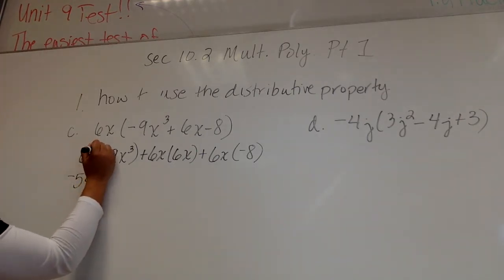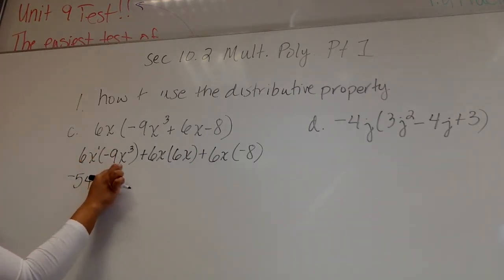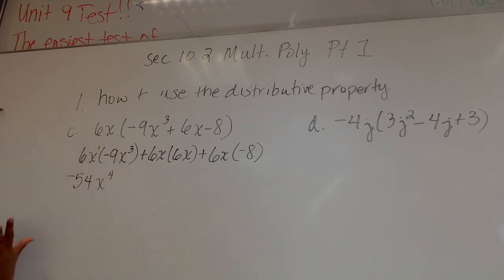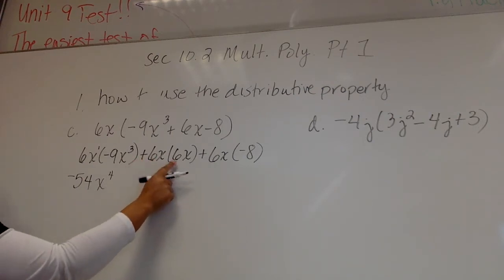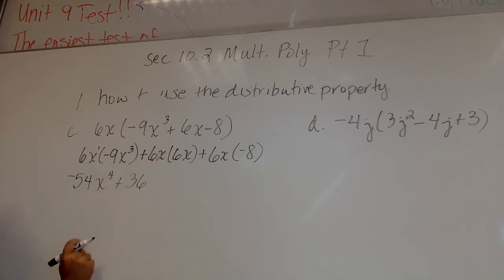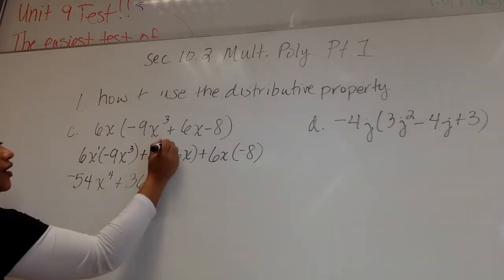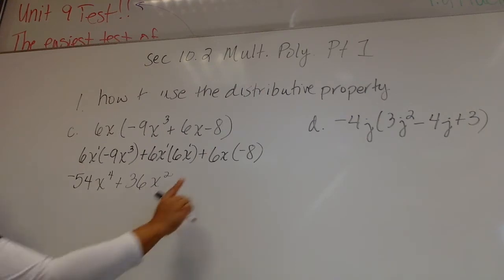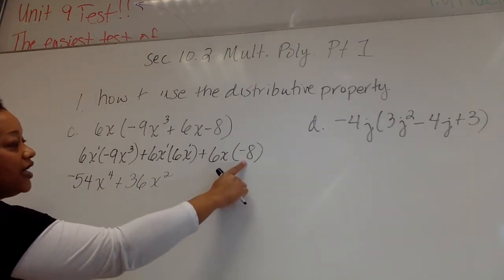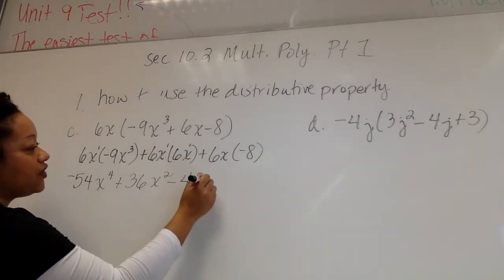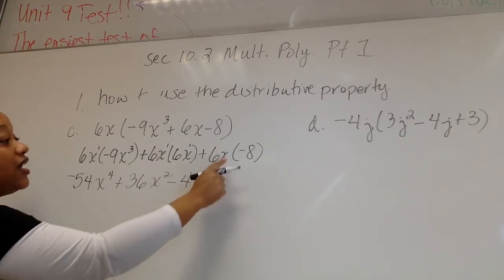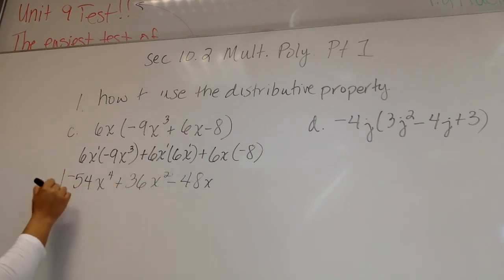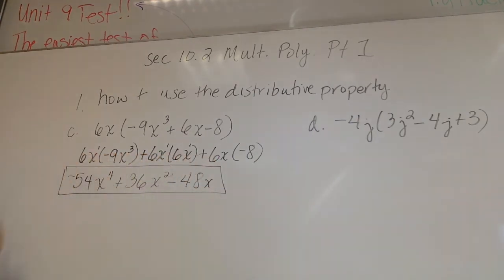I know that there's an invisible 1 right here. X times x cubed is the same as just me adding the exponents, so it's x to the 4th. Then I have positive 6 times positive 6, that's a positive 36. X times x, that's the same as adding my exponents, so that's x squared. And then I have a positive 6 times a negative 8, that's negative 48, and then I just add that x on the end, because this x has nothing to be multiplied to. Once I've got that done, I box my answer. And that's all I have to do.